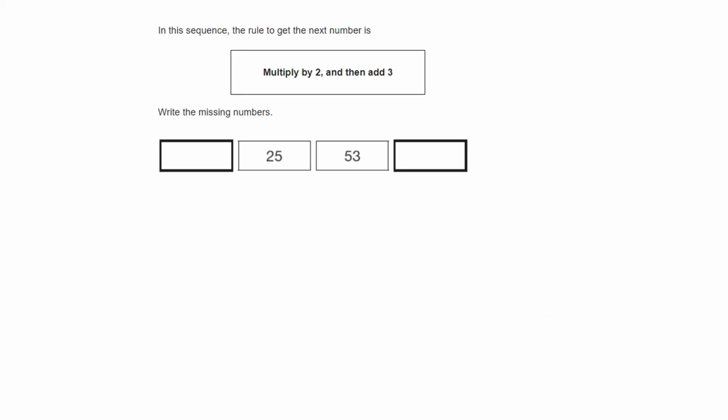Right, let's have a look at this question. In the sequence, the rule to get to the next number is to multiply by 2, then add 3. Write the missing numbers. So slightly more trickier than just an addition or a subtraction. So let's work forward first, because they've told us that for the next one in the sequence, I've got to multiply by 2, then add 3.